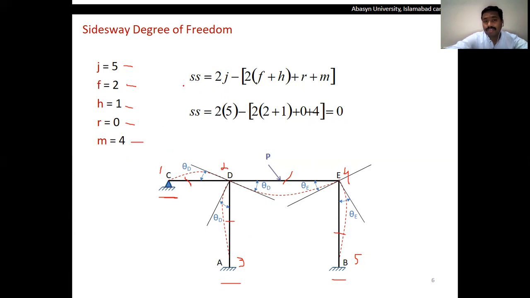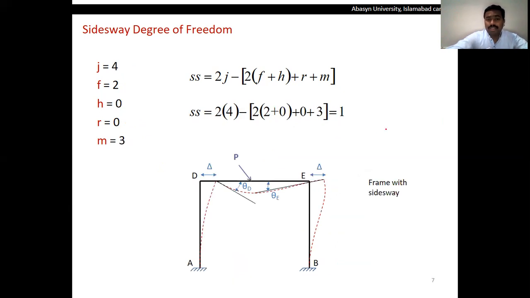If we plug these values into the sway degree of freedom, we come to know that the sidesway degree of freedom comes out to be 0, and this value of 0 indicates that the frame is non-sway in nature. If you get any positive value of the sidesway degree of freedom, it means the frame is sway in nature. The frame can move in the horizontal or in the vertical direction. Similarly, if we get a negative value, it means that the frame is unstable in nature.